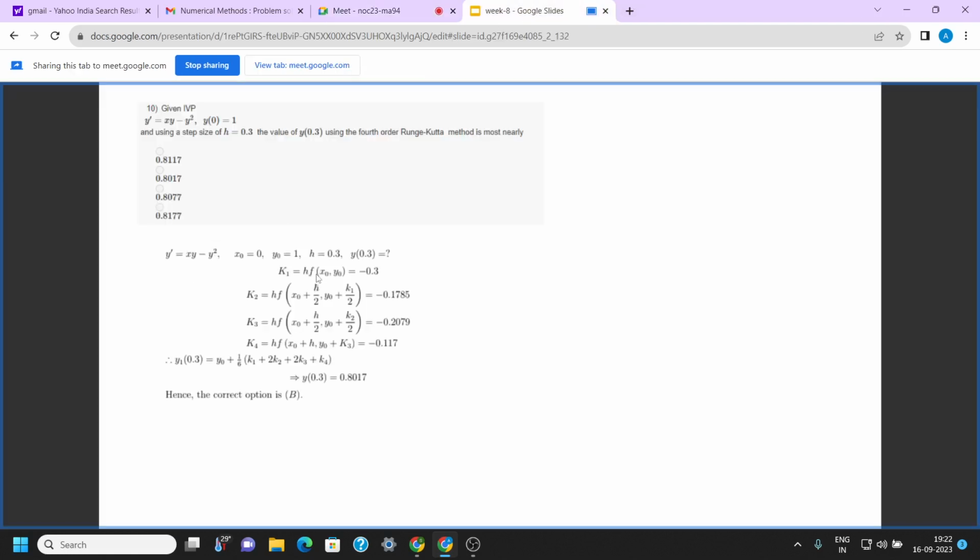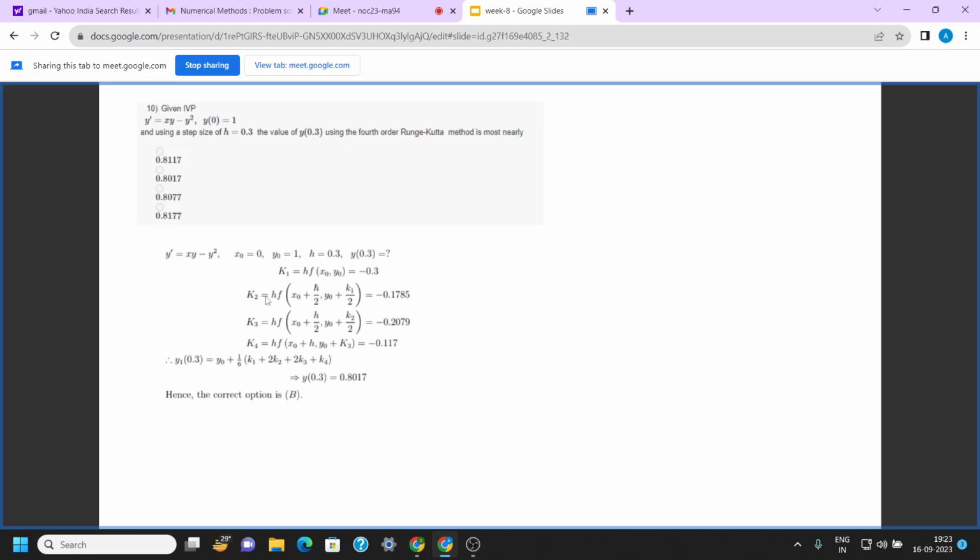So here y dash is equal to xy minus y square. So f of x comma y will be xy minus y square. Fine. Now x naught is 0 and y naught is 1. And h is equal to 0.3, that is the step size. We have been asked to find y of 0.3. That is, you have to do only one iteration. You have to calculate y1, that is at 0.3.